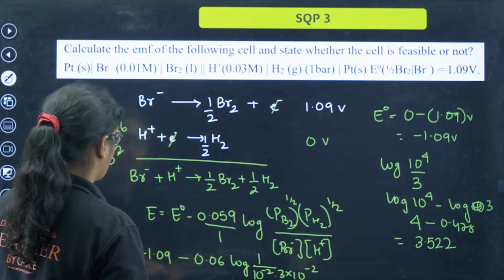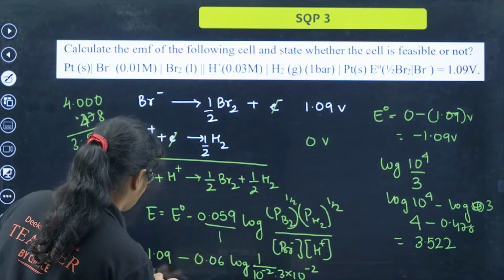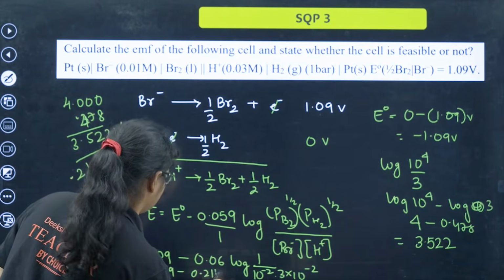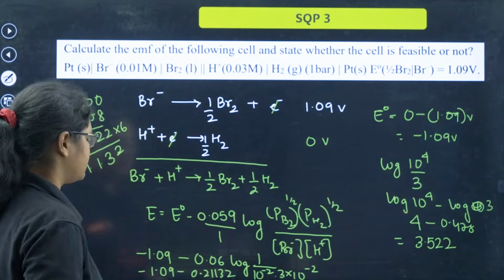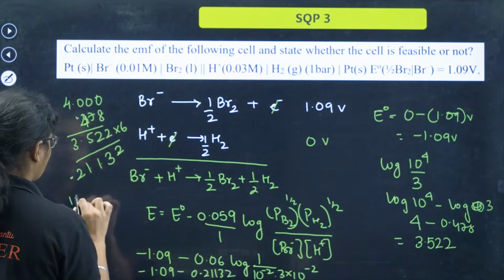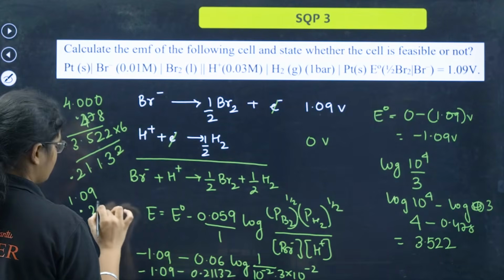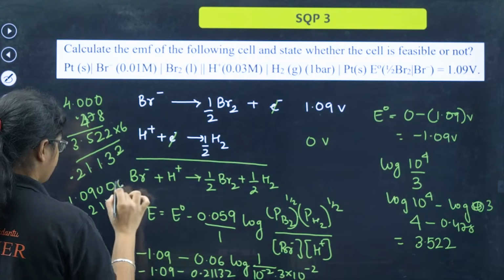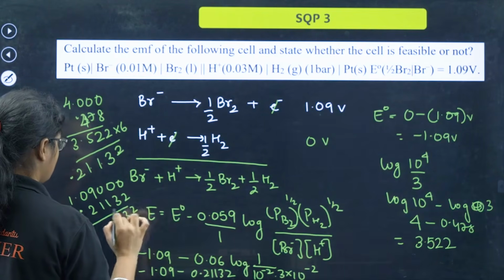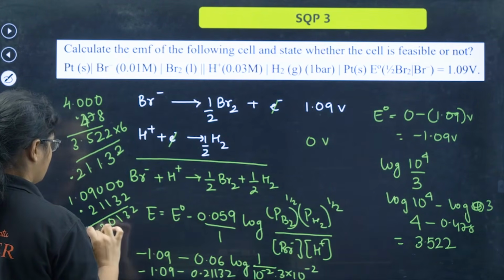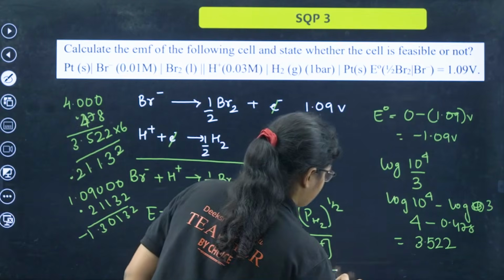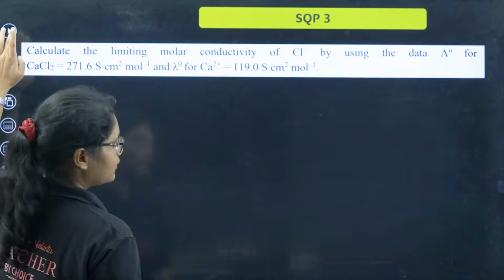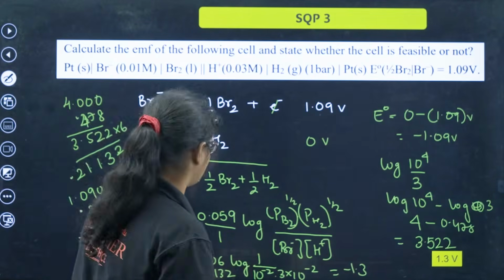Yes, so how much will I get for this one? Minus 1.09 minus 0.21132. Okay, so now if I solve this, that will give me minus 1.3.